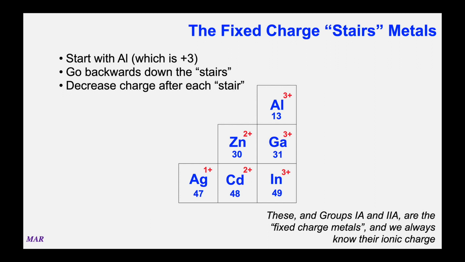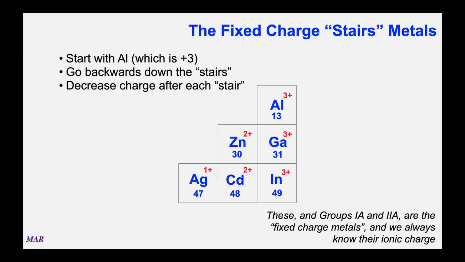The stairs are really interesting. It's a group of 6 elements that have very fixed charges. They're almost always this way. And you can see, if you use your imagination, it is like a stairway. Silver is Ag, that's the first step, and it's a +1 metal. Then you take a step up, and the second step, which has 2 steps in it, if you will, is a zinc 2+ and a cadmium 2+. So the elements in the second step are +2. Then you take one more step to the third step, and you've got aluminum, gallium, indium, and those are all +3. So these 6 elements are considered fixed charge metals, just like groups 1A and 2A.